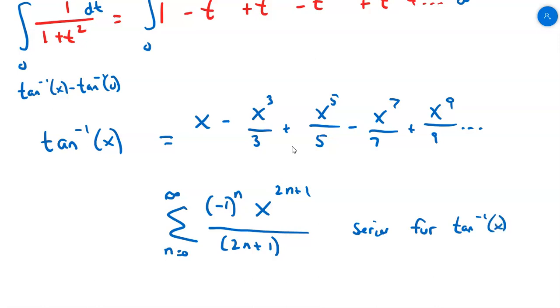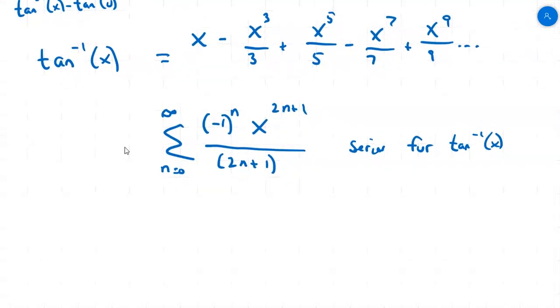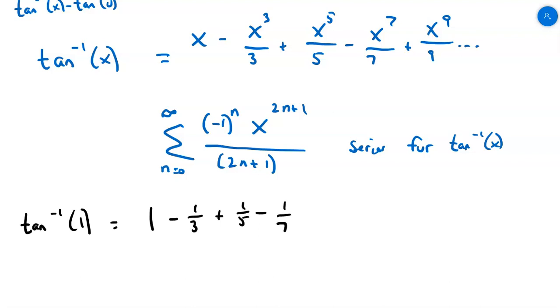Right? And because I was able to integrate term by term, which I can do, right? If I can derive it term by term, I can integrate it term by term also. So what can I use this for? Well, suppose I wanted to know the inverse tan of 1. And this might give us some motivation for why we would want to do such a thing. If I want to find the inverse tangent of 1, the inverse tan of 1 should then be 1 minus a third plus a fifth minus a seventh plus a ninth.